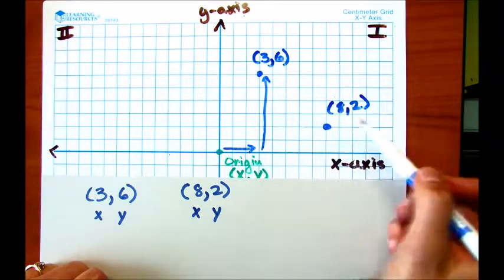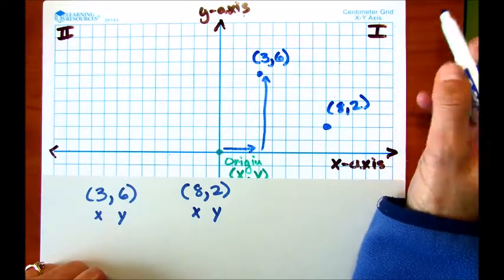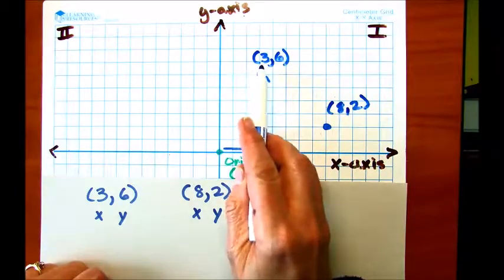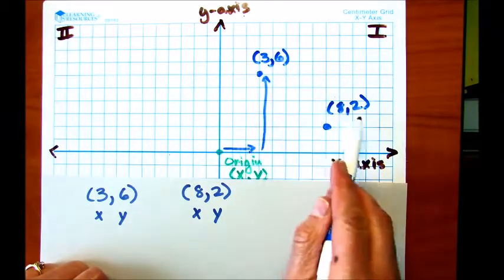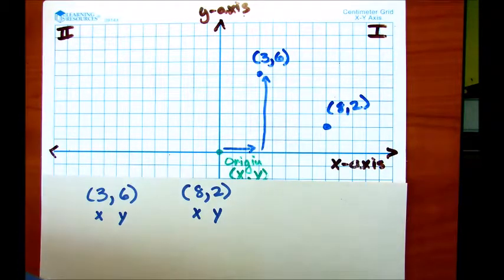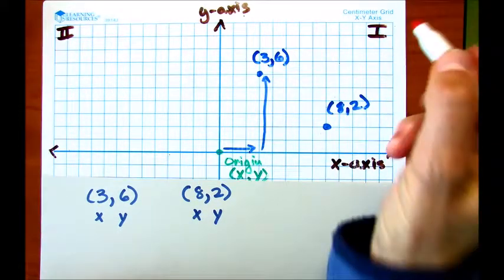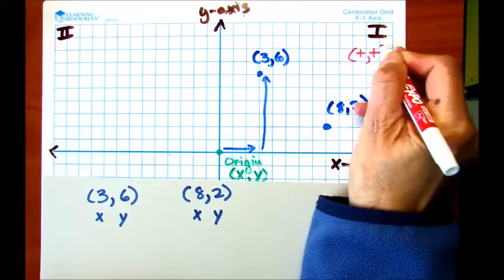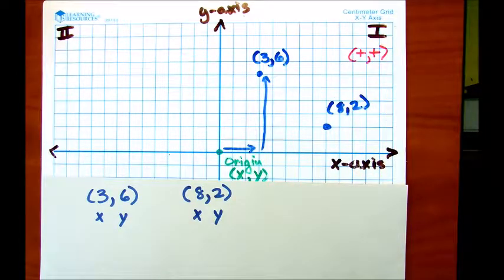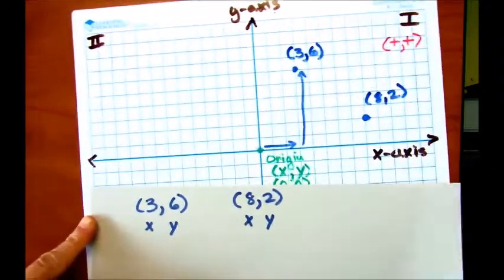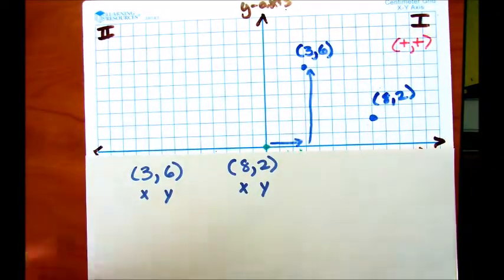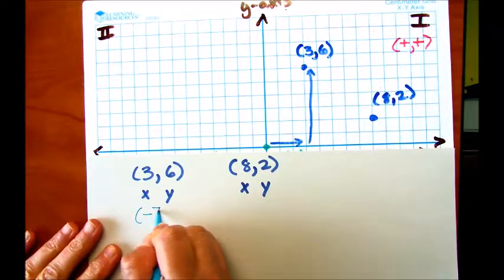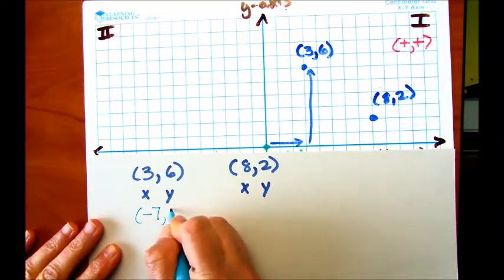Now notice these 2 points were in quadrant 1. And notice that the x values were positive and the y values were positive. And that's going to be the case for all points in quadrant 1. You're going to have a positive x and a positive y. Let's look at quadrant 2 and see if we can see a pattern here. So for quadrant 2, let's say we have (-7, +4).